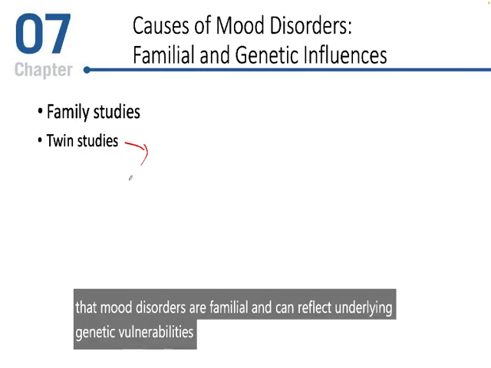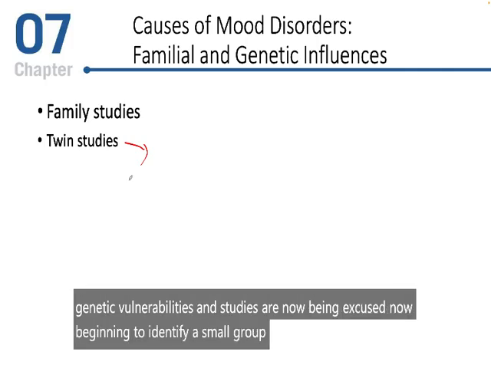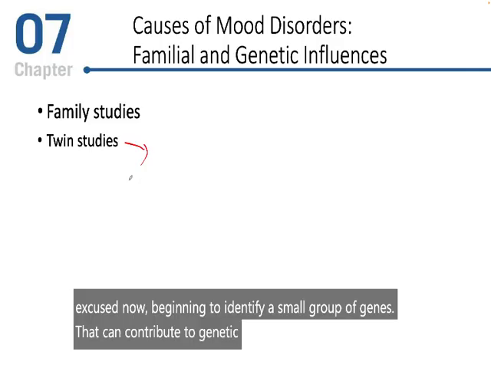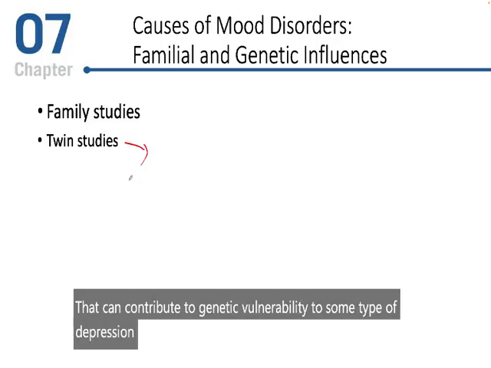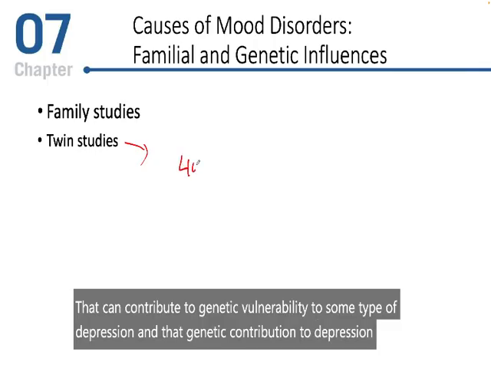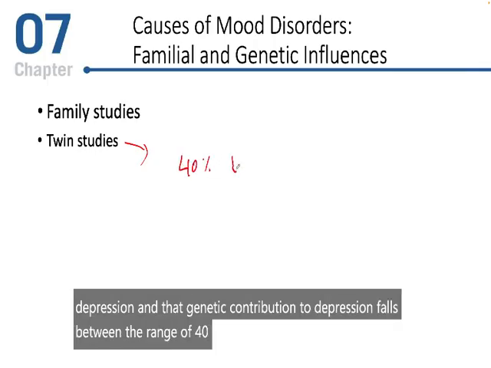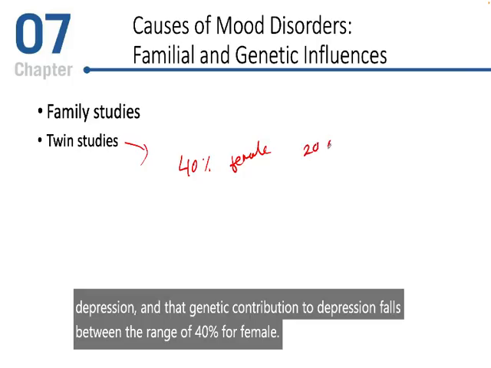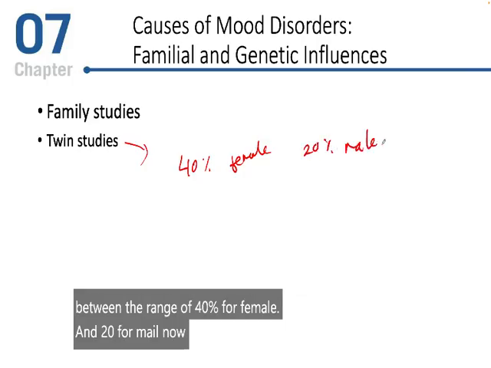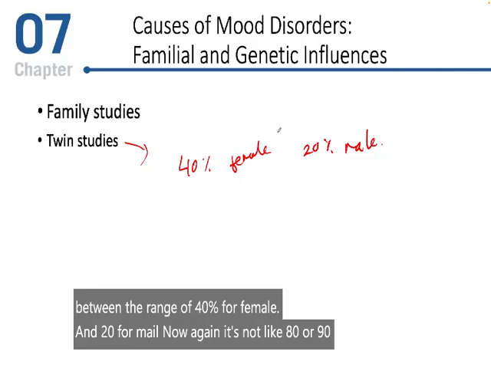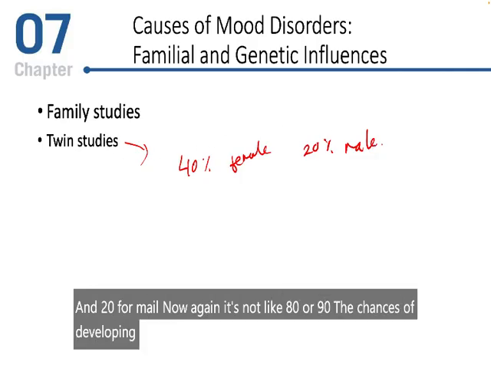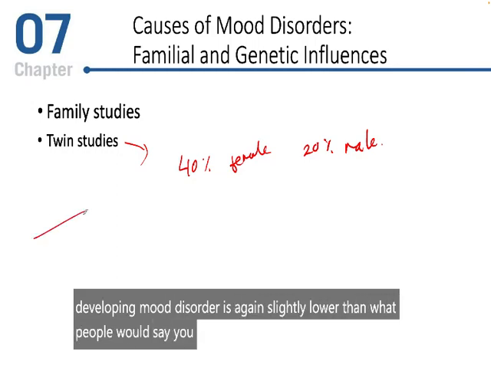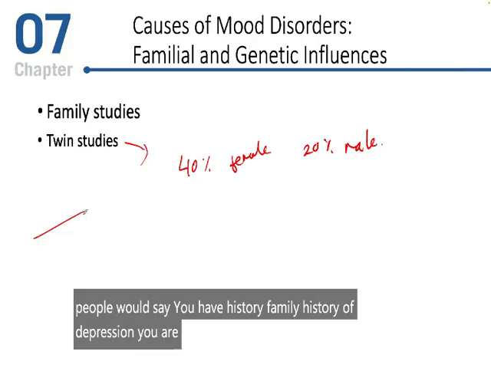And studies are now beginning to identify a small group of genes that can contribute to genetic vulnerability to some types of depression. And that genetic contribution to depression falls in the range of 40% for female and 20% for male. Now again, it's not like 80 or 90%. The chance of developing a mood disorder is slightly lower than what people would say. If you have a family history of depression, you are not 100% going to develop a mood disorder. That is not the case.